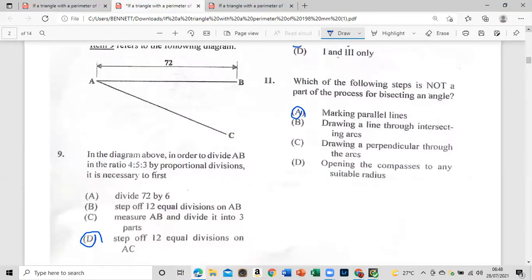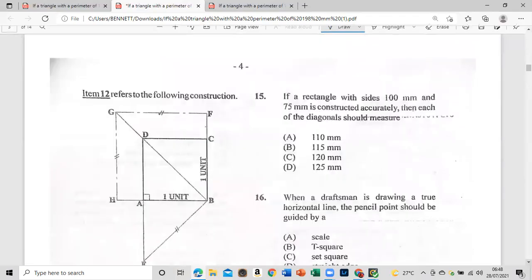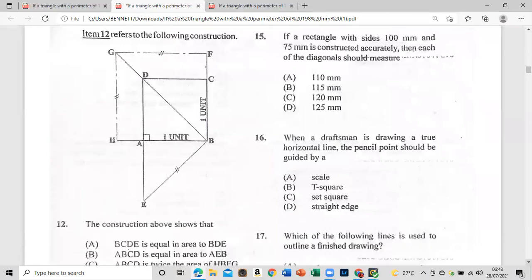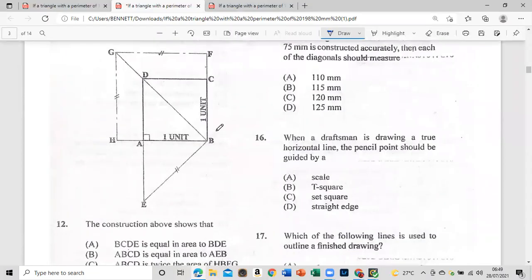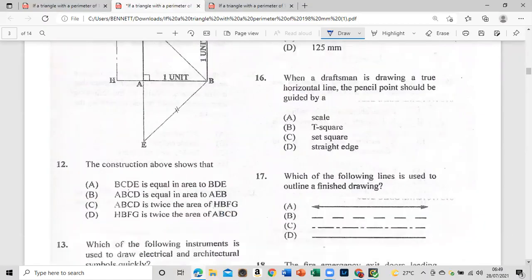Alright, so we're at 11. So I'm wondering why I'm seeing 15 instead of 12. Okay, here's 12. 12 refers to the following construction. And here we have it. We have the unit square right there, the circle, triangle, and everything. So let's see what they ask us. The construction above shows that, so we have to find which one is true.